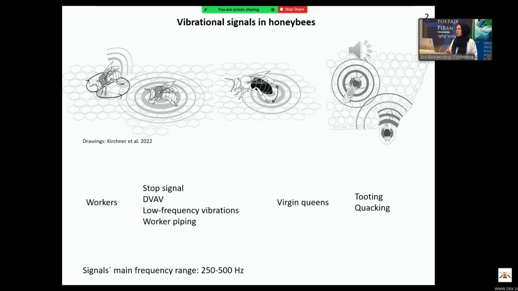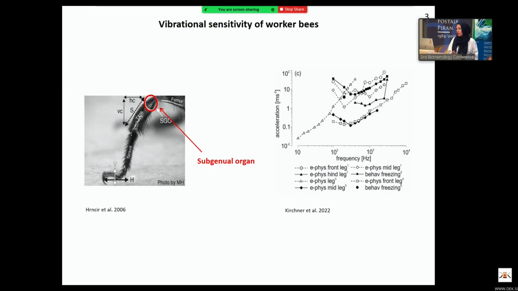The signals may be low-pitched or high-pitched, but let's say that the main frequency range is between 250 and 500 hertz. The vibrational sensitivity has been consistently studied in worker bees, so we know already that they are able to sense vibration through the subgenual organ, which is located in the tibia of their legs and is particularly sensitive to the vertical component of the vibrations.